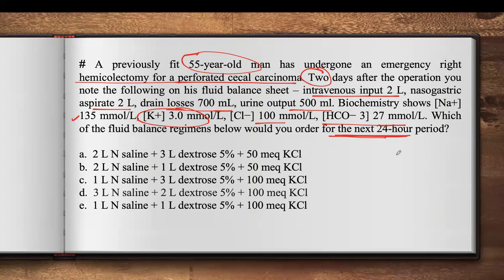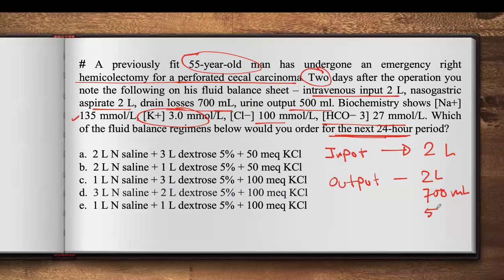So let's talk about it and then you can come to the answer. First of all, when you get a fluid balance sheet like this, you need to find out what is the input and what is the output first. The intravenous input is 2 liters. So far the patient has got 2 liters. What is the output? Nasogastric aspiration 2 liters, drain loss 700 ml, urine output 500 ml, and any patient will have a bit of insensible loss.